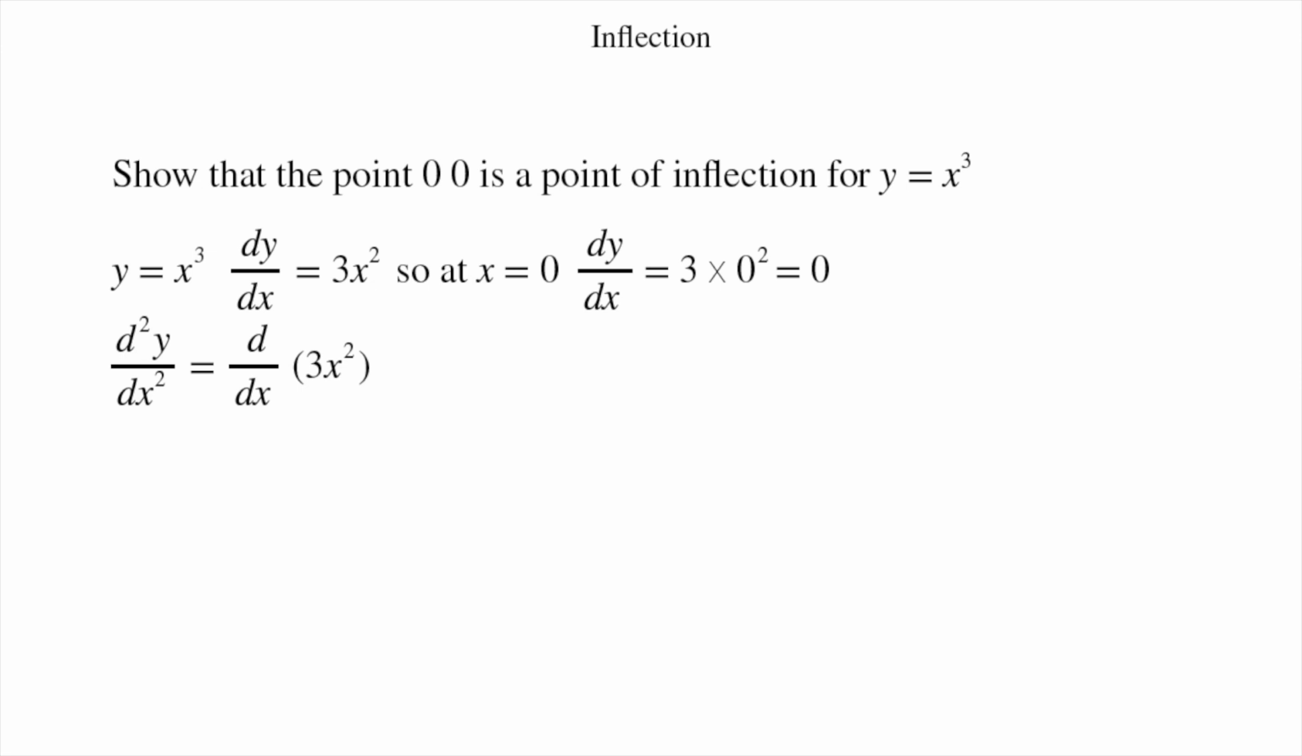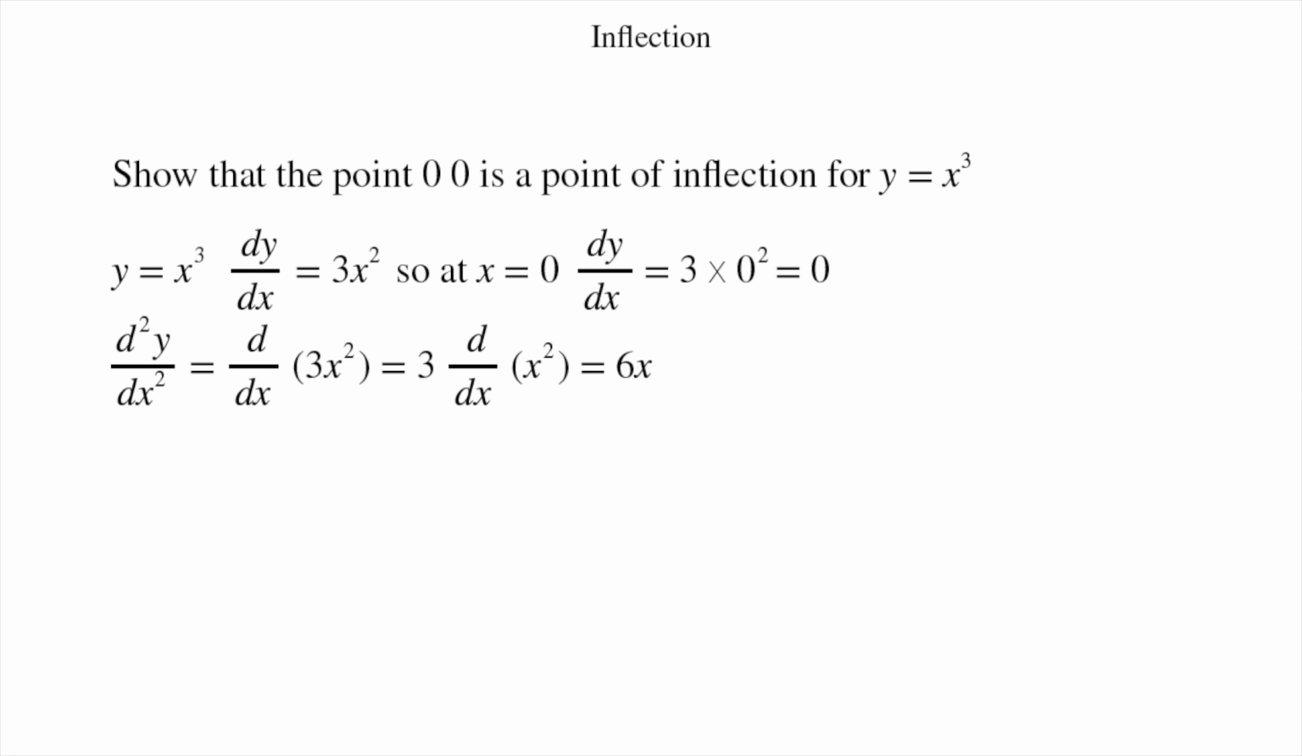d2y by dx squared is d by dx of 3x squared, which is 3 times d by dx of x squared, which is 6x. So at x equals 0, d2y by dx squared is equal to 0. This is showing us that the second derivative test carries no information. Were the second derivative positive or negative, we would know that we definitely have a maximum or minimum point. Because it's 0, we could have a maximum, minimum, or point of inflection.